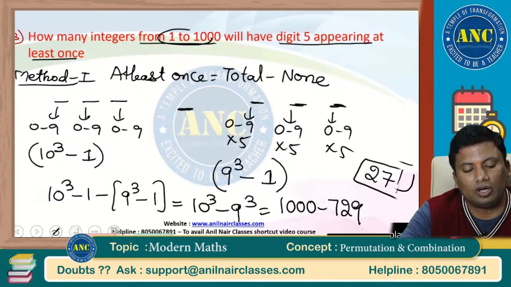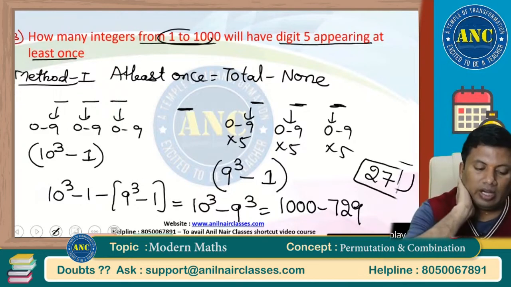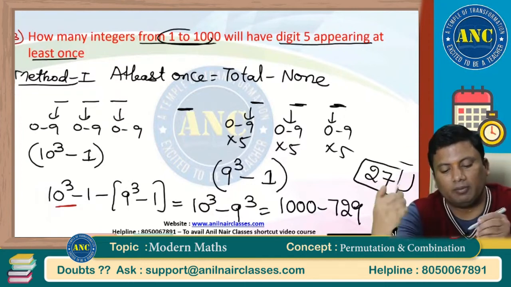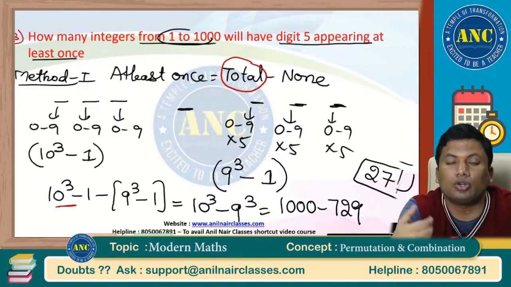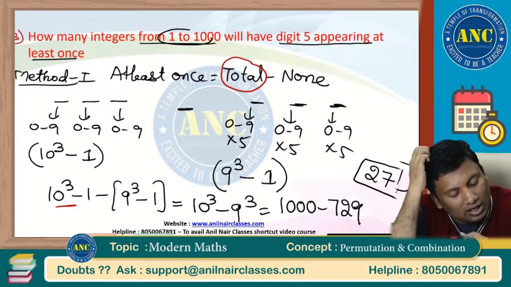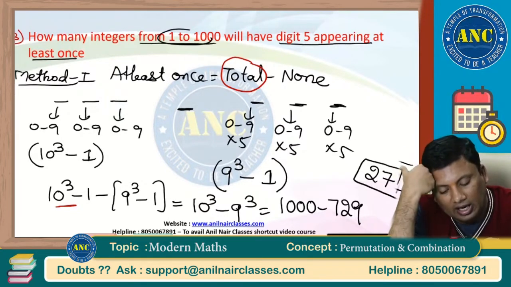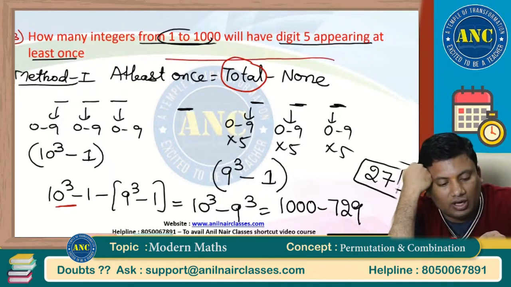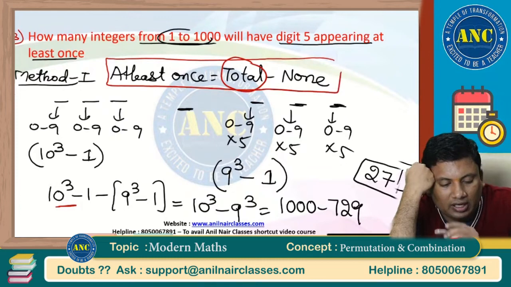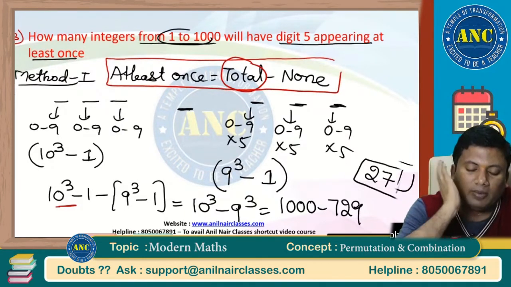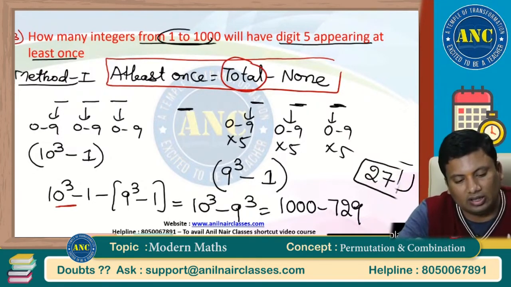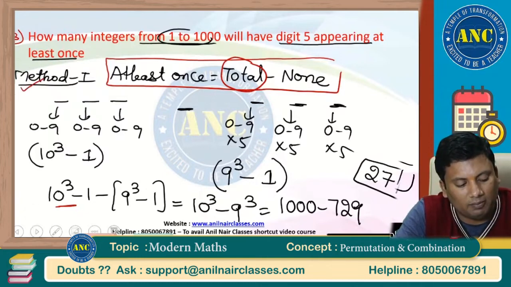0 to 9, 0 to 9, 0 to 9, so it is 10 cube. All 3 cannot take 0, so 10 cube minus 1. These are the total cases. None means you should not take 5. 0 to 9 has 10 digits, 5 cannot be taken, so 9, 9, 9. That is 9 cube, and all 3 cannot take 0, so it is 9 cube minus 1. For at least once, I am using the subtraction principle: at least once is total minus none. This is method number 1.